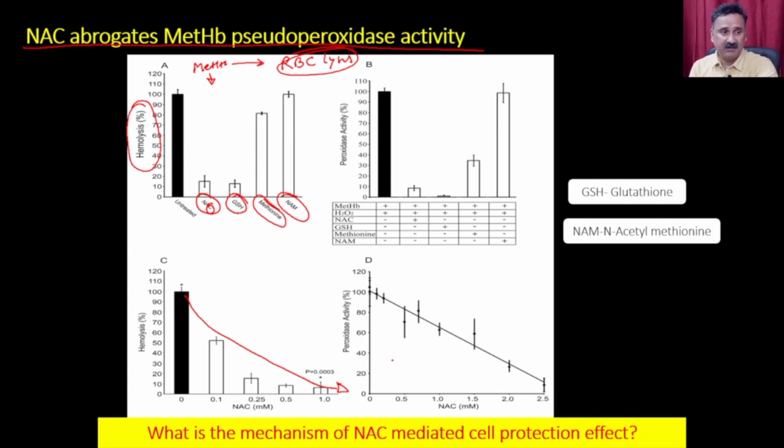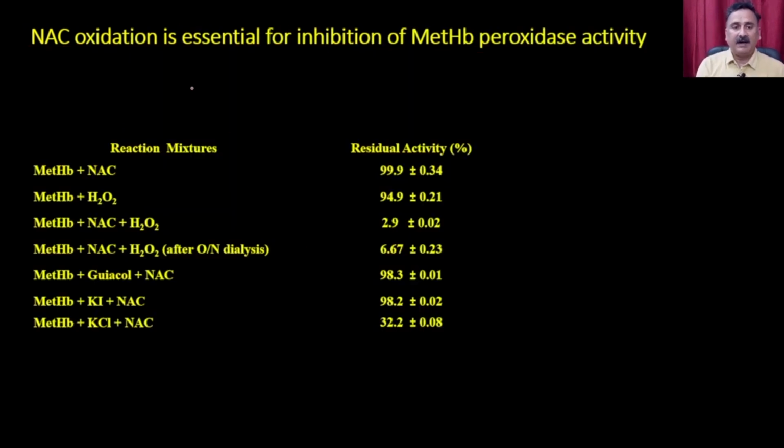NAC is also inhibiting the peroxidase activity. So then we asked whether the inhibition is reversible or irreversible. This is exactly what we did, and remember, this is the experiment I just described. We took the methemoglobin plus NAC, and you see this is 100% activity. Then we did the methemoglobin plus H2O2, also 100% activity.